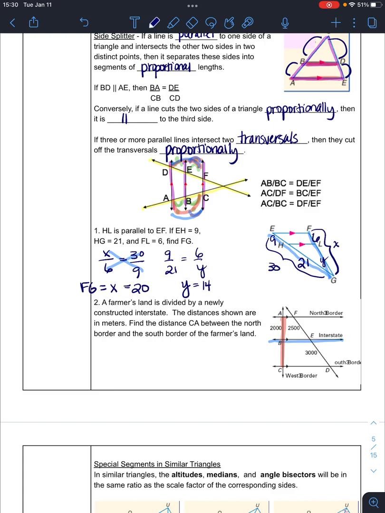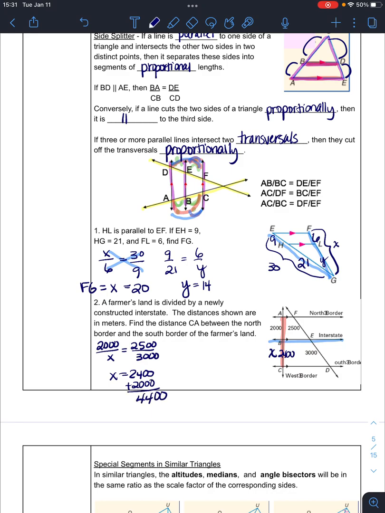So one of the things that you might see instantly is I'm just going to call this x. Sometimes that's the hardest part. And I'm going to do 2,000 over x is equal to 2,500 over 3,000. So when you do that, 2,000 times 3,000 divided by 2,500, you get that x is 2,400. Now, notice that that is not what I asked for.